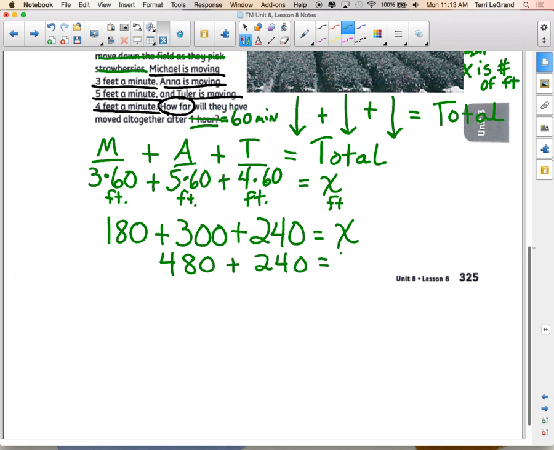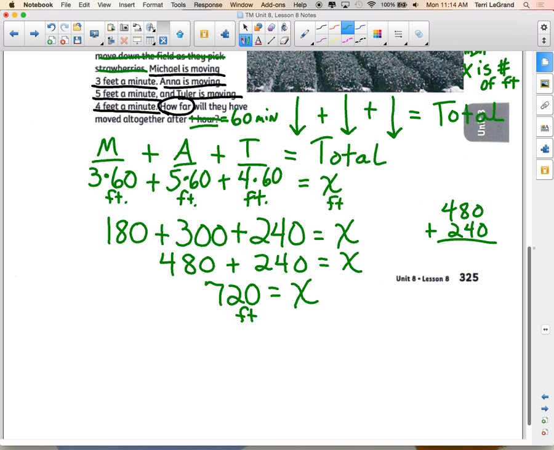We'll set up your addition problems off to the side somewhere if you have to. 480 plus 240. That one I might not want to do in my head, just in case I'm going to remember that there's going to be some carrying going on here. What does this add up to? 720. 720 what again? Feet. We were adding feet together.